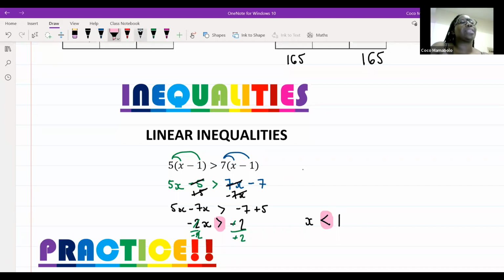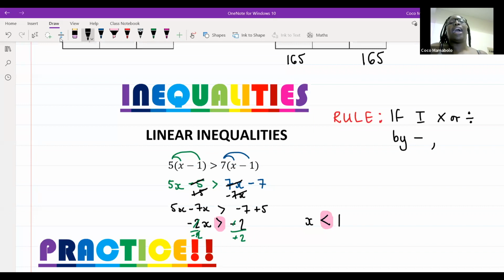Remember this rule because it's going to come up again. Write it down. If you're taking notes, write it down. If I multiply or divide by a negative, I flip my sign. Write it down, guys. It's very important. If I multiply or divide by a negative, I flip my sign. And I'm going to explain why.